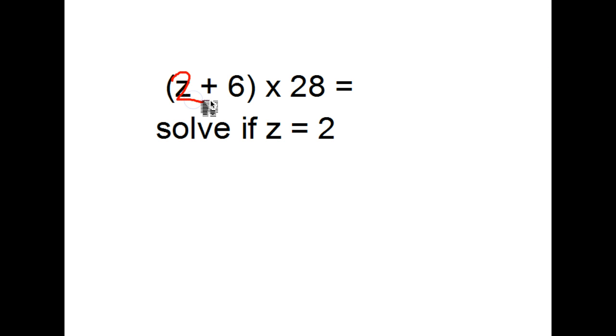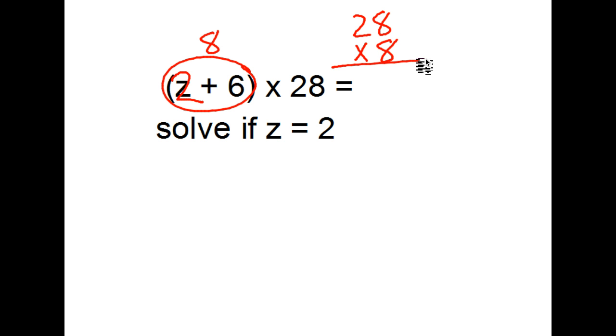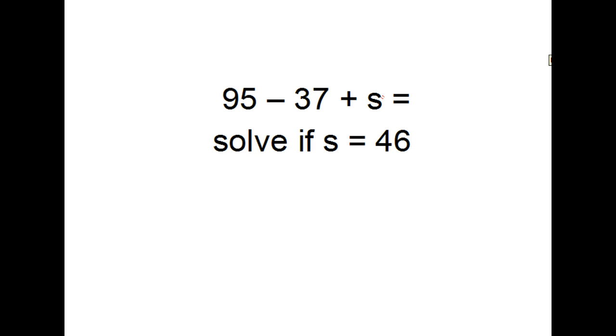Put my 2 in for z. It looks like a 2 almost anyway. Parentheses first. 2 plus 6 is 8. And I've got 8 times 28. Not one I can do in my head. 8 times 8 is 64. Carry my 6. 8 times 2 is 16 plus 6 more is 22. So my answer is 224. That should tell you that some of these answers could get to be really big. Stop the video and try it out.